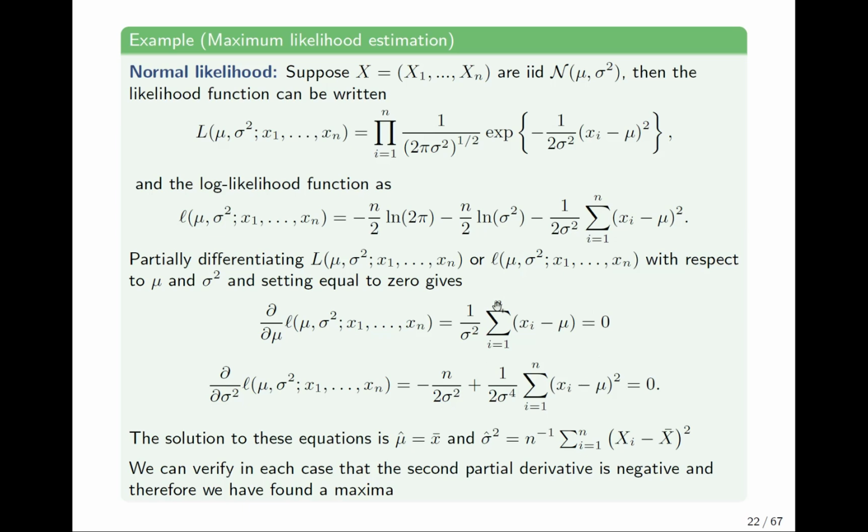That gives these expressions here, and with a bit of algebra we find the solution to these equations: our estimate of mu is the sample mean, and our estimate of sigma squared is given by that expression there, which is actually the formula for the population variance, not the sample variance, and we'll return to this later. The maximum likelihood estimate of the variance is in fact a biased estimate, but that's the estimate it gives us. And again, taking the second partial derivative, we find that it's negative, and therefore in each of these cases we can verify that we have found a maximum.